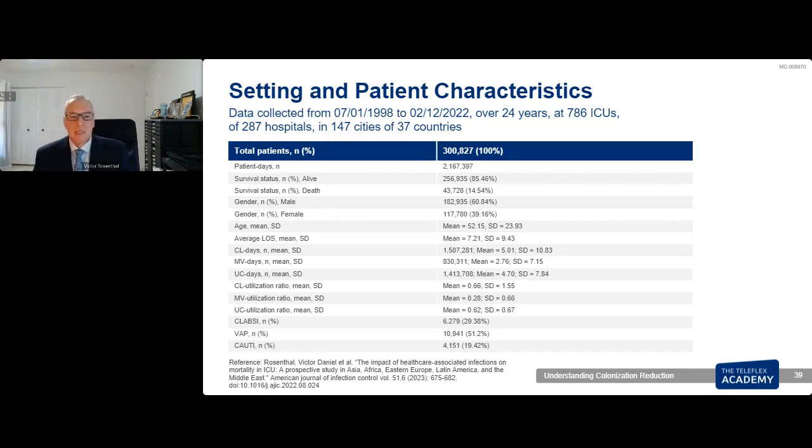The number of catheter days, central line catheter days, were 1.5 million, mechanical ventilator days, 800,000, Foley catheter days, 1.5 million. The central line utilization ratio was 0.66, above CDC, as we discussed before, but mechanical ventilation utilization ratio was similar to CDC and NHSN, 0.28, as well as Foley catheter utilization ratio. You know that this is the formula that you divide the device days by patient days, and then you have this number. And the number of CLABSIs during this period of 24 years were 6,000, number of pneumonia, 11,000, number of UTI, 4,000.